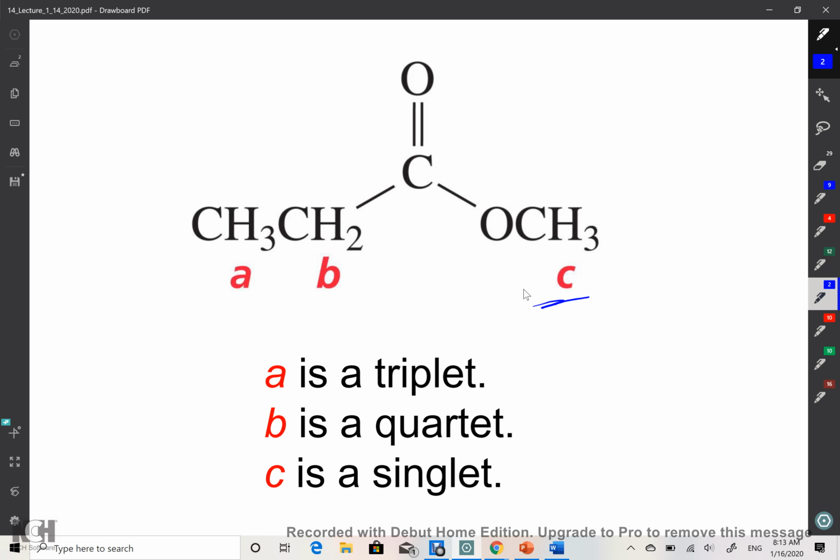So let's do that again. This is C. So how many hydrogens are neighboring C? 0. Does that make sense? Yes, question. I can understand how you would say 0, but if you just go 1, 2, 3, couldn't you say A and B are within 3 bonds?